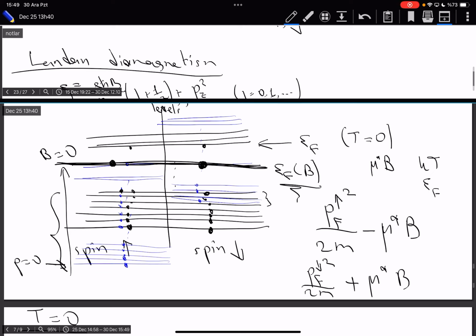So what would you like to compare it with? So if you're asking the question, at what values of the magnetic field do we start to see a shift in the Fermi energy? Well, then you are practically asking me to compare the magnetic energy with the Fermi energy.